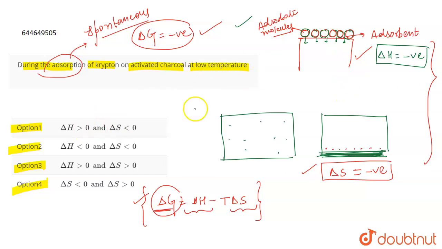So therefore, both delta H and delta S are going to be less than 0. And this is given to you in option number 2. So option 2 is the correct answer for the question.